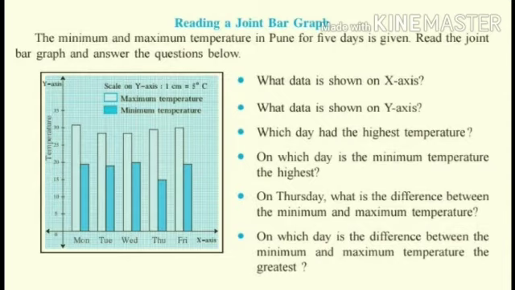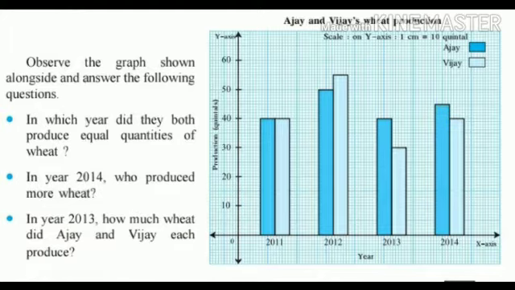Yes. Vertical line y-axis, horizontal line x-axis. The vertical line is marked as temperature and the horizontal line is marked as number of days, Monday to Friday. Scale on y-axis: 1 centimeter is equal to 5 degrees Celsius. Same, we are going to write on the vertical line.